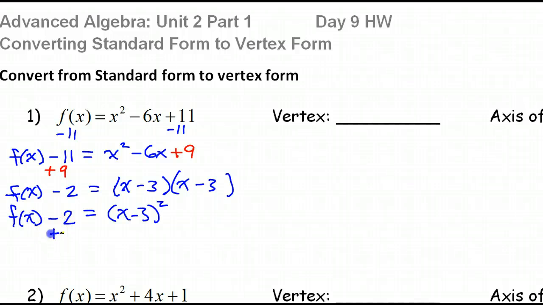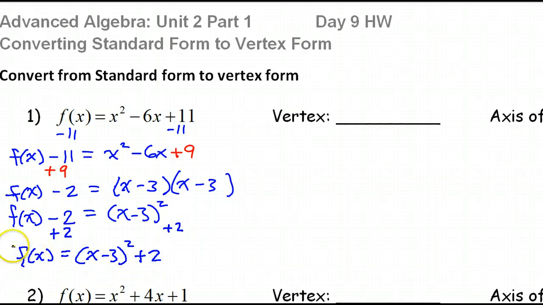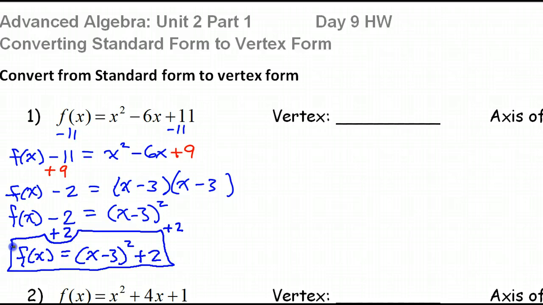Adding 2 to both sides, all right, because in the end we want to get back to f of x, just like what we started with. So in the end, I'm going to add 2 to both sides again, plus 2 plus 2. So I will have f of x equals x minus 3 squared plus 2. Put a box around that for me, because that is your vertex form.